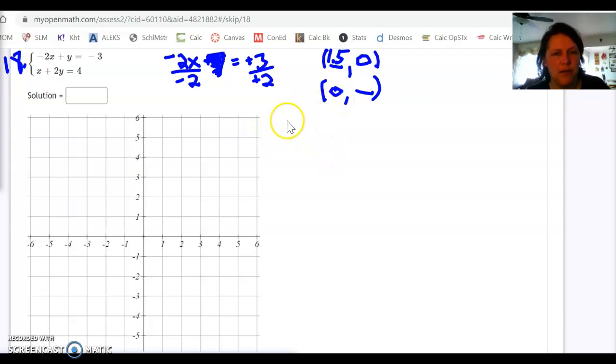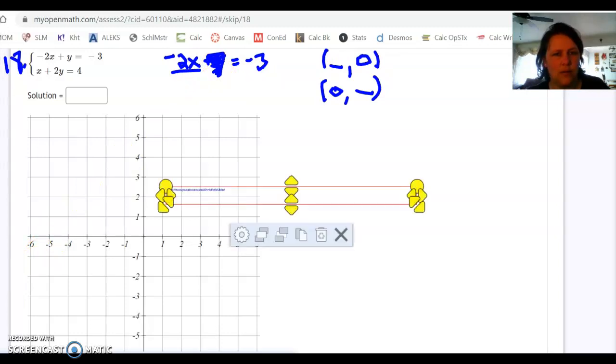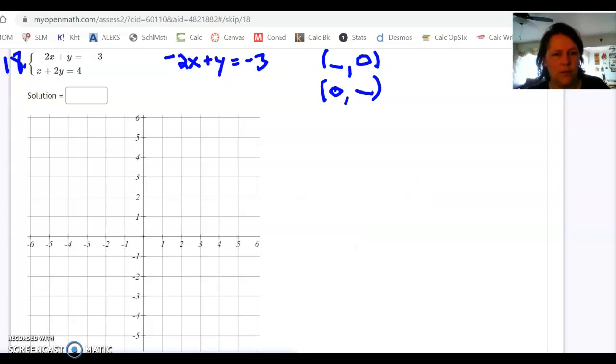Okay, so now I need to do that the other direction. Let's see if I can go back. No, that's not what I wanted to do. There we go. Okay, so we said this was 1.5. All right, now we want to plug the 0 in for x this time. So when we plug the 0 in for x, this part is gone, and we end up with y equals negative 3. That one was actually kind of nice. So negative 3 here. So now I'm ready to go ahead and graph.